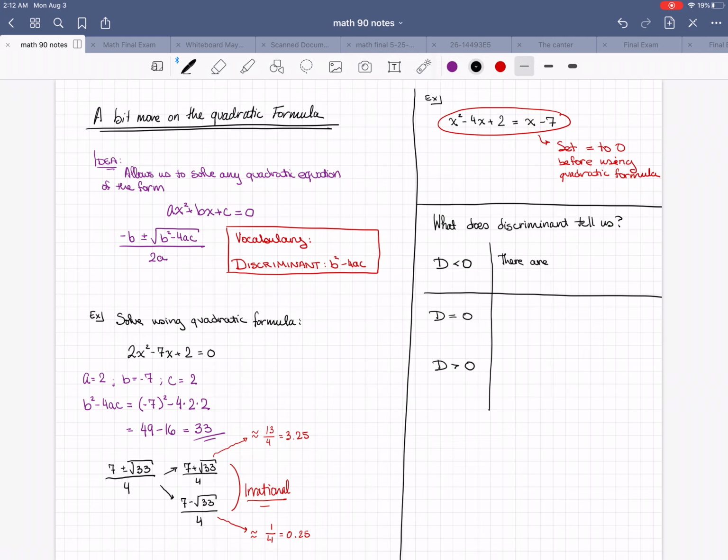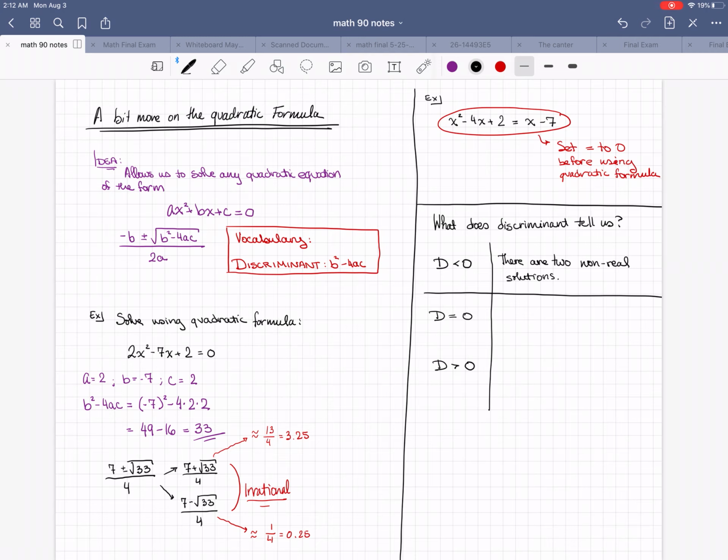And I'm going to leave it here and not say too much about it. There are two solutions, but they're non-real. Notice I'm not saying there are no solutions. I'm not saying this is a mistake. It's perfectly fine for the discriminant to be negative. But when that happens, you have two non-real solutions.